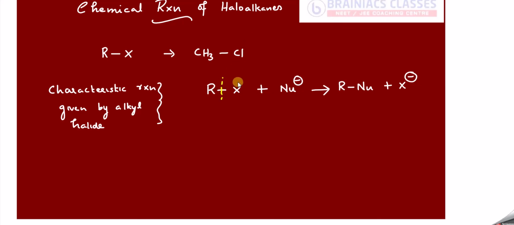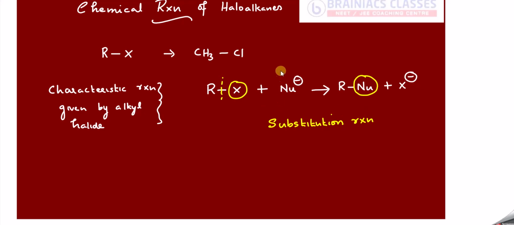The simplest way to understand this reaction is like this. Here halogen was there. This halogen was substituted with whom? The nucleophile Nu. Since it is replaced with Nu, we can say it is a type of what reaction? Substitution reaction. It is a type of substitution reaction.